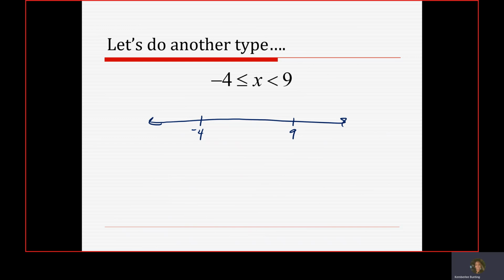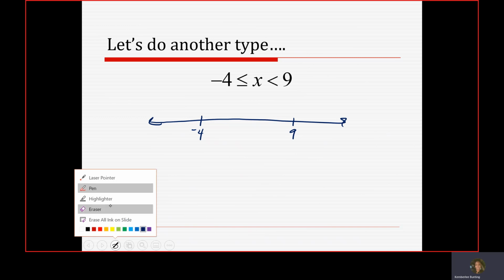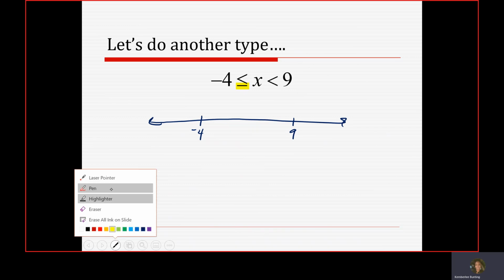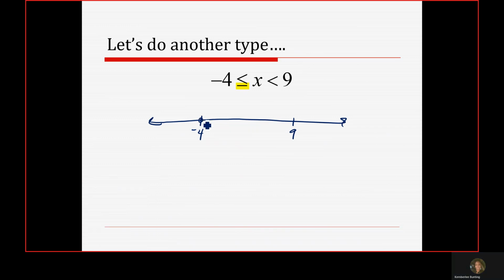Valeria, keep doing this. Does that make sense? Because we have the element of equality. Very good. Because we have the element of equality, I'm going to have a closed point on -4. There it is. Okay? But what about 9? It's going to be open.